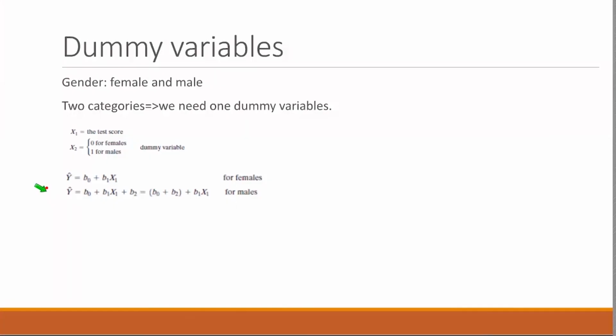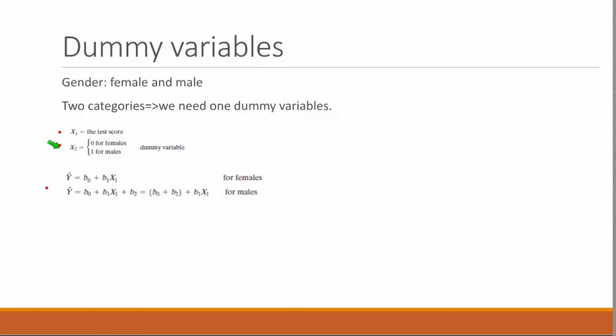So how do we do that? We label the first X variable as the test score, which is to a certain extent our main variable here. We create the dummy variable, which we label as X2. And again, as I mentioned, X2 takes a value of 0 for females, and a value of 1 for males. Then we can modify the original multiple linear regression model.